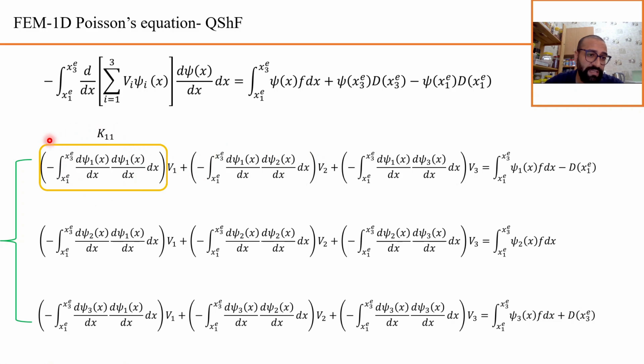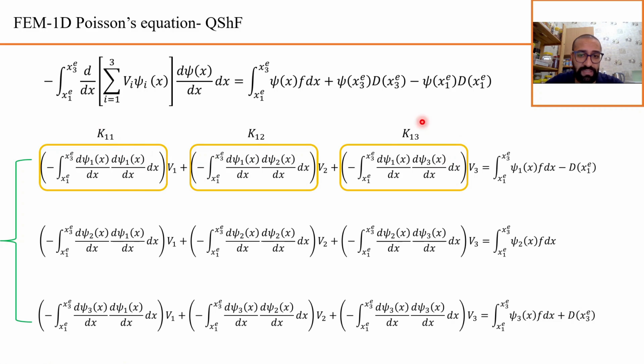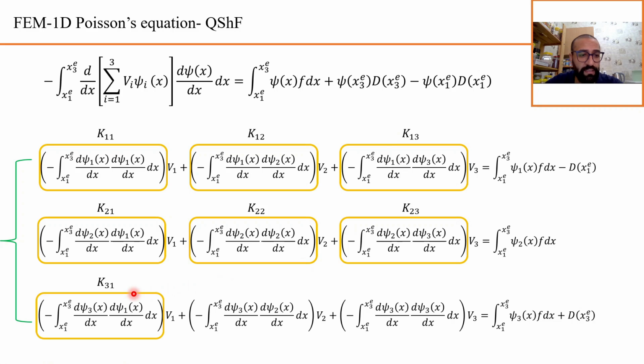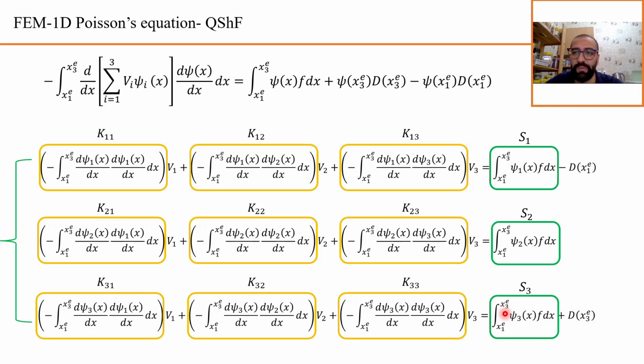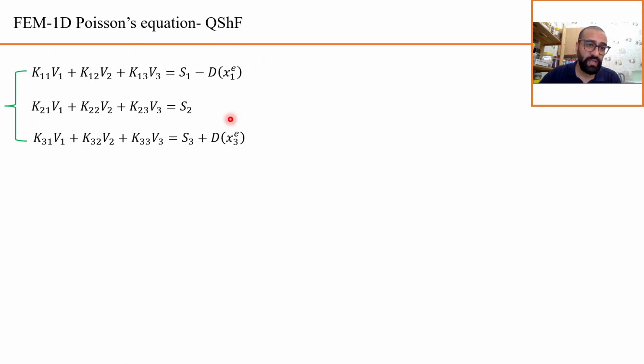But let me define this integral with k11, this one with k12, this one with k13, 21, 22, 23, 31, 32, and 33. And let me define this integral with s1, this one with s2, and this one with s3, just for simplicity in the notation. Therefore, this will be the format of my system of equations only for one element.